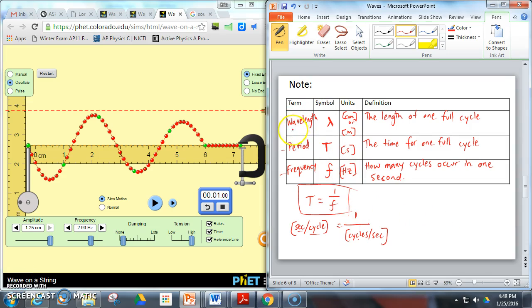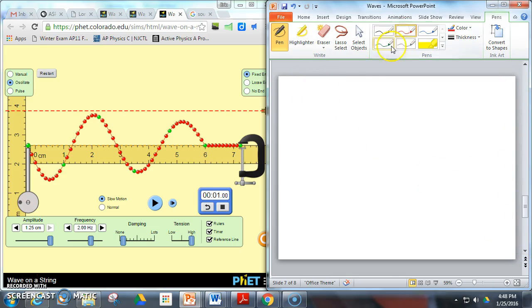Now that we have our definitions of wavelength, period, and frequency, let's go ahead and figure out what the wave equation is. So let's think back to last year when we learned about acceleration. If there's no acceleration, another way of saying this is constant speed or constant velocity, then we know that speed is just your distance all over your time. And again, this is for when there's no acceleration.